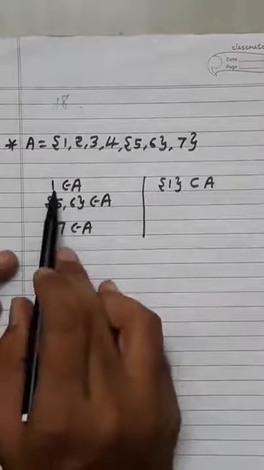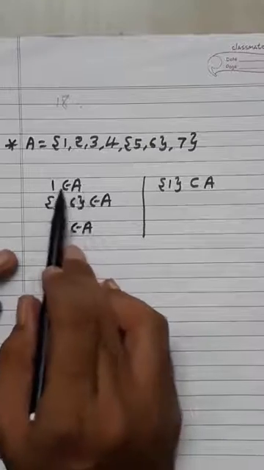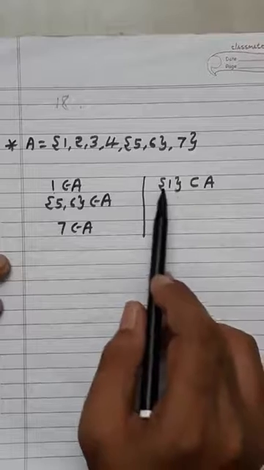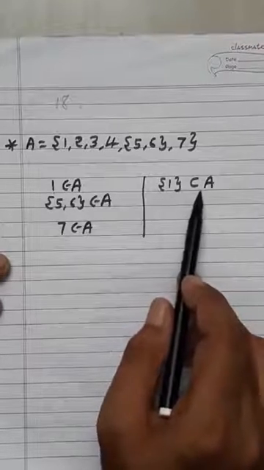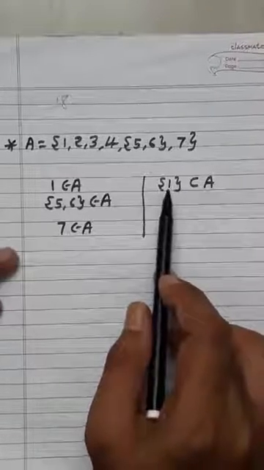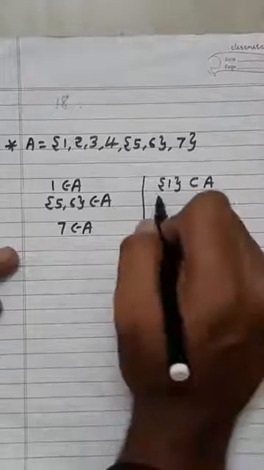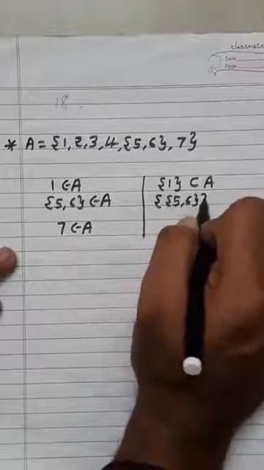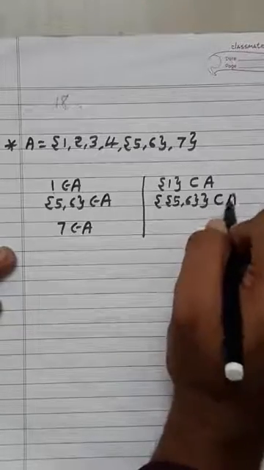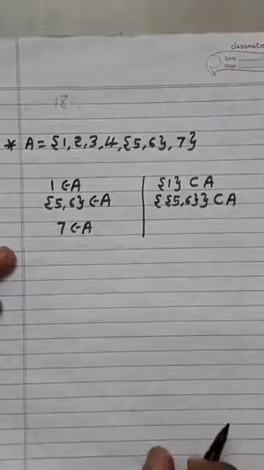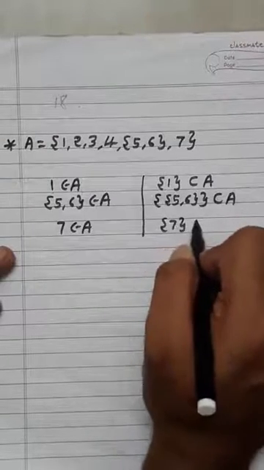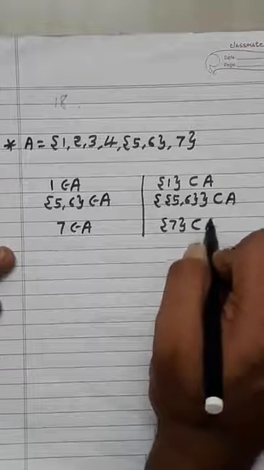Here a single element has relation belongs to A, but the same element written in set form, so we can write here subset. So set of 1 is a subset of A, set of 5 comma 6 in set form is also a subset of A, set of 7 is also a subset of A.